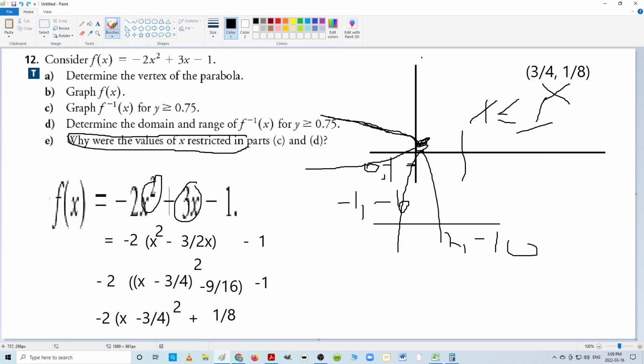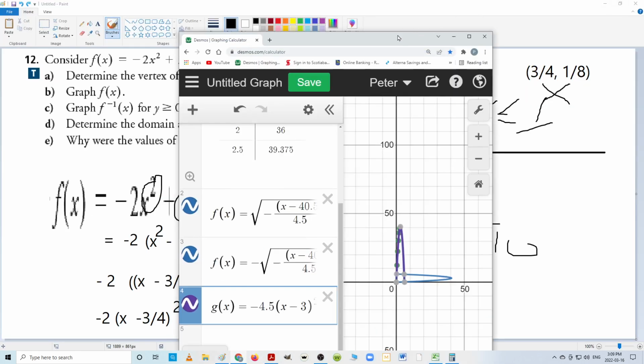Were the values of x restricted in part C and D? Determine the... Oh, so this one, they want me to graph it just for this. Then they want me to determine the range. And then they said, why are the values of x restricted? Okay, probably to create a function. So let's put all this into Desmos and see if that's what we get.